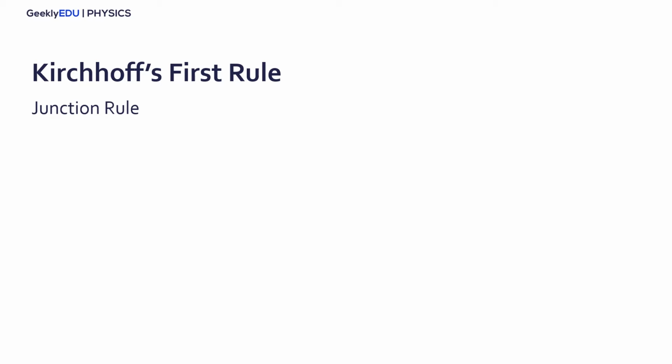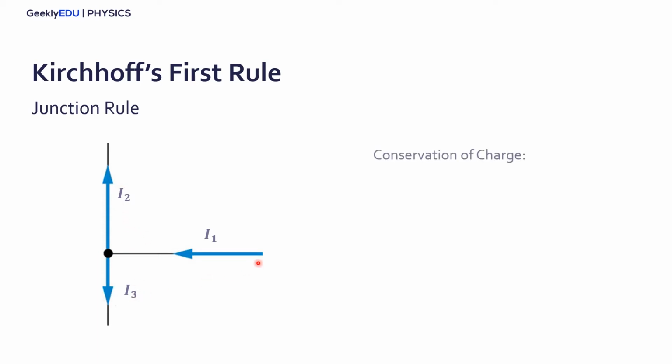Okay, so let's start with the junction rule. It's pretty simple, okay? Let's imagine this junction here in a circuit. We have a current that's coming in, and it's being divided into two other currents, I2 and I3. If we apply the conservation of charge here, we can say that I1 is I2 plus I3, right?